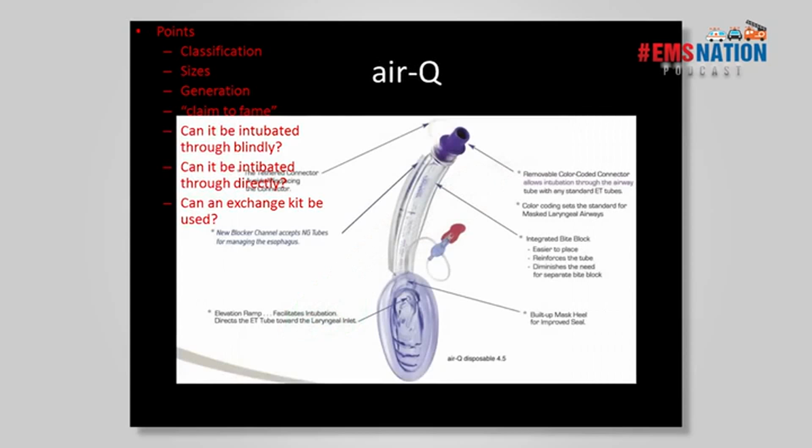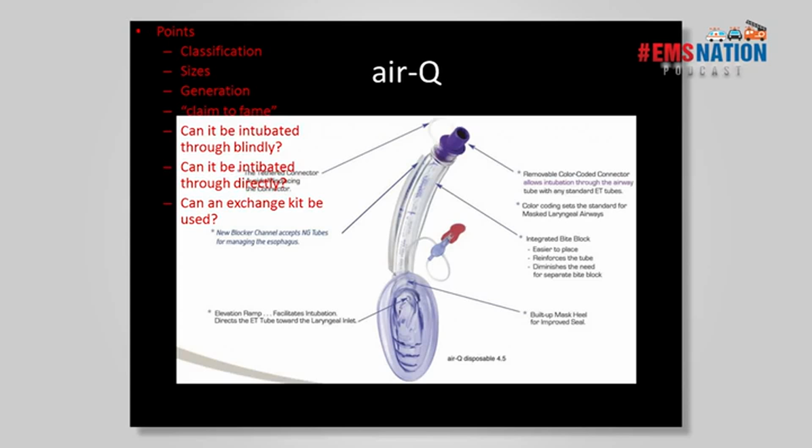Who's got AirQ? Okay, not many of us. The AirQ is probably the easiest device to exchange, intubating through it or with an exchange kit. It is potentially one of the most nuanced with respect to placement, and that's because the cuff is a little bit different than the other cuffs. The tip of the cuff can sometimes roll back after it's placed in the pharynx, so you actually have to have some practice with it.